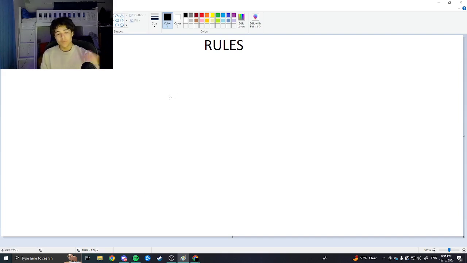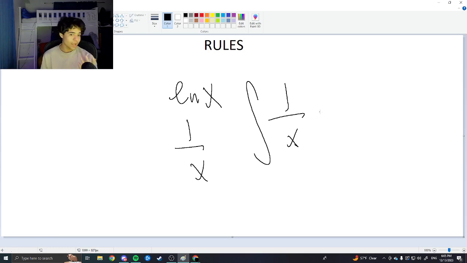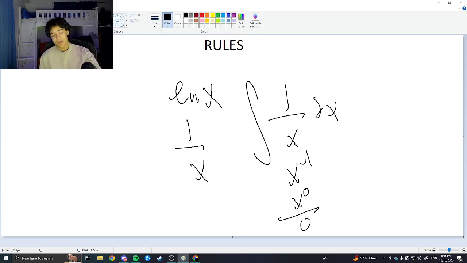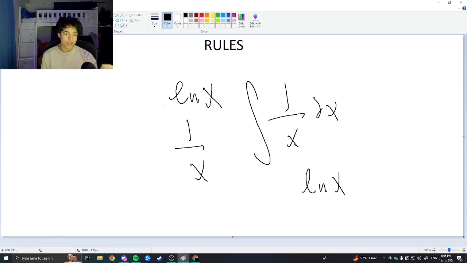Second thing, if you remember, if you derive ln x, you end up with 1 over x. So what do you think happens when you integrate 1 over x? If you try to integrate this normally, you would have x to the negative 1, and then you would try to add 1 to the exponent, right? So you get x to the power of 0 over 0, right? You can't do that. You can't put anything over 0. So when you're integrating 1 over x, you just end up with ln x, right? Because it's just the opposite. Ln x turns into 1 over x, so 1 over x, when you integrate it, turns into ln x.